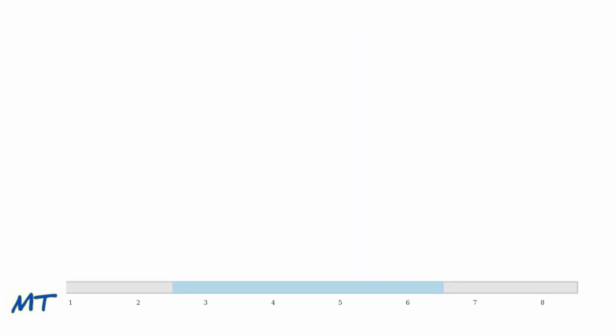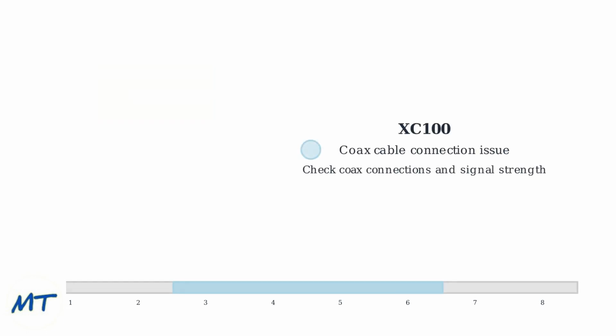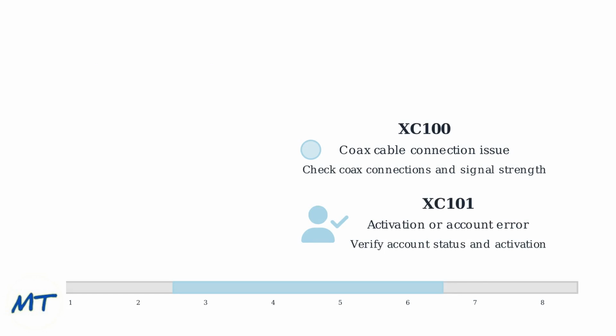When troubleshooting your Xfinity DVR, pay close attention to any error messages that appear on the screen. These messages often include specific error codes that can help you identify the root cause of the problem. Common error codes include XC100, which indicates a problem with your coaxial cable connection. This could mean loose cables or weak signal strength.